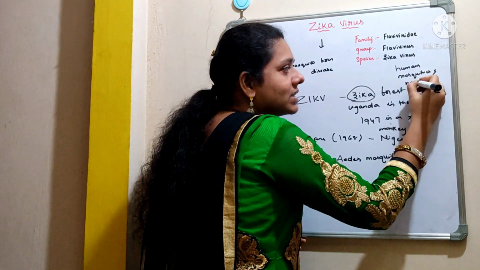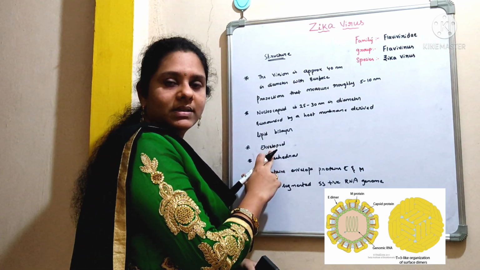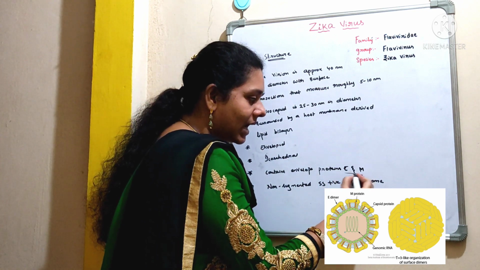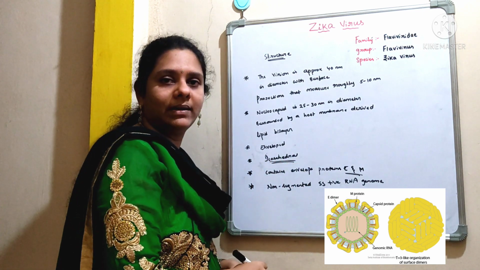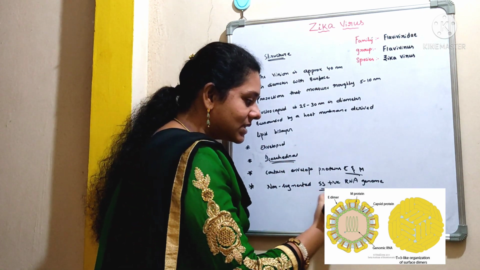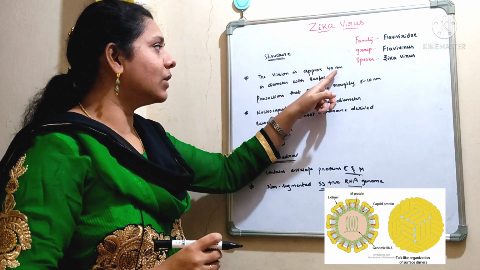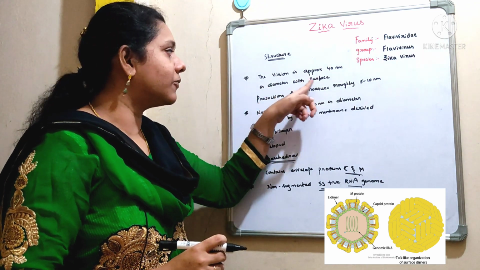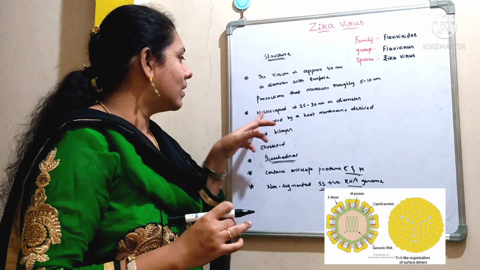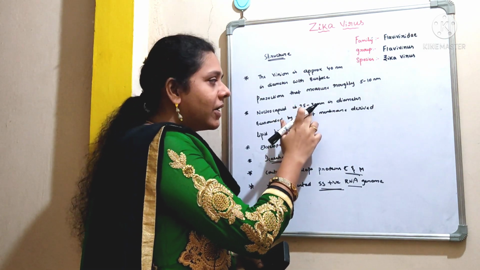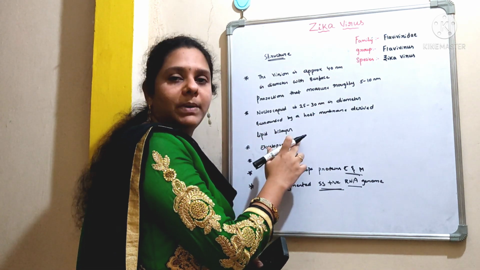and also in monkeys. Coming to the structure of Zika virus, it is an enveloped virus and this envelope contains E and M proteins. Moreover, this Zika virus exhibits icosahedral symmetry and it contains positive sense single-stranded RNA as a genetic material. The virion is approximately 40 nanometers in diameter with surface projections that roughly measure around 5 to 10 nanometers. And the nucleocapsid is around 25 to 30 nanometers in diameter, surrounded by a host membrane derived lipid bilayer.